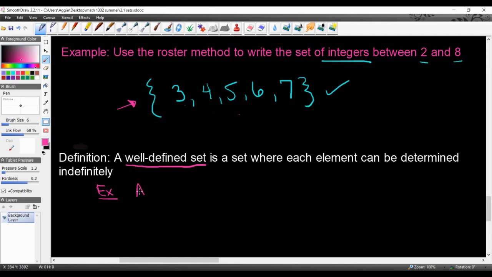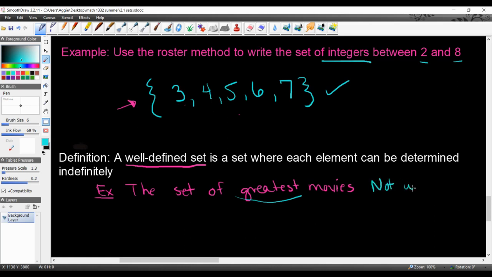If I said the sets of greatest movies. Okay, so the set of greatest movies. Your key word here is going to be that greatest. It's kind of like an opinion thing. My definition of greatest movies is definitely going to be different from your definition of the greatest movies. So therefore, this is not well defined.